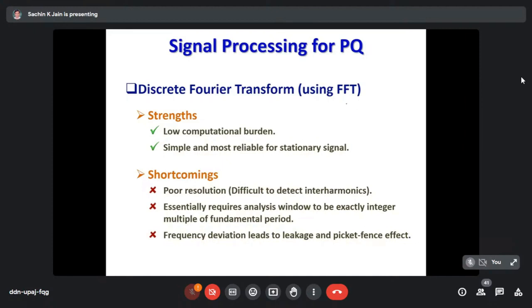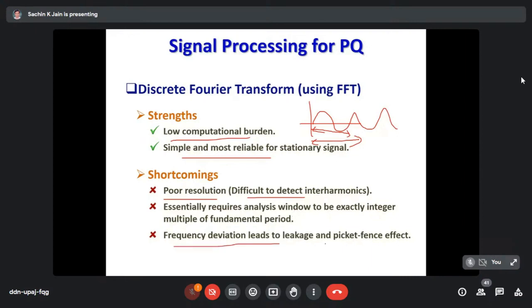So I'm talking about DFT using FFT, okay? It has low computational burden, simple and most reliable for stationary signal. But the shortcomings are it has poor resolution, difficult to detect interharmonics, essentially requires analysis window to be exactly integer multiple of fundamental period. What does that mean? If this is your signal, then your analysis window should comprise of integer number of cycles. If it consists of non-integer multiple of cycles, then its results will not be perfect. Okay, it will not give you proper frequency domain representation.